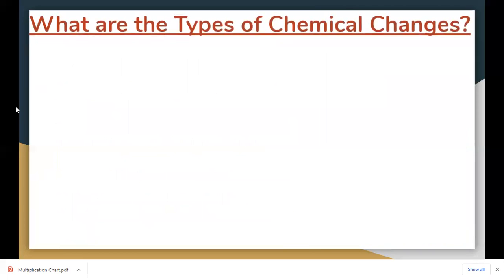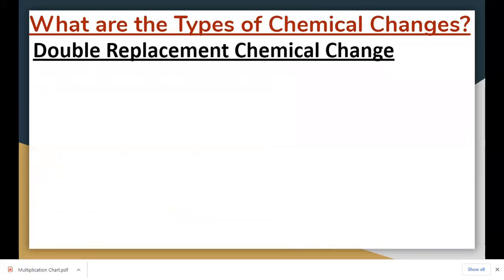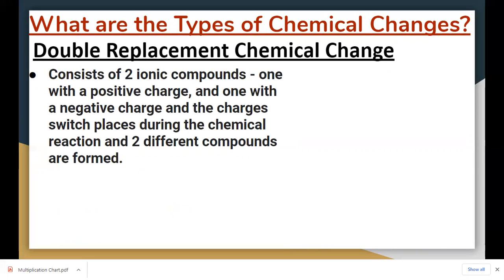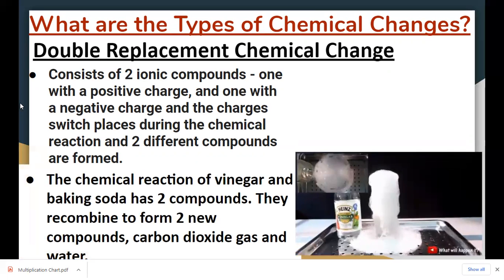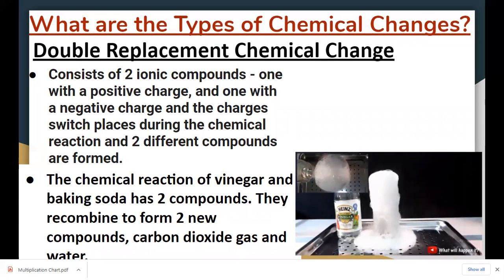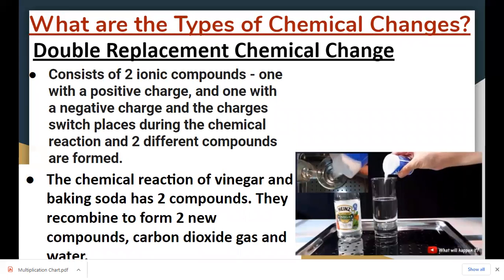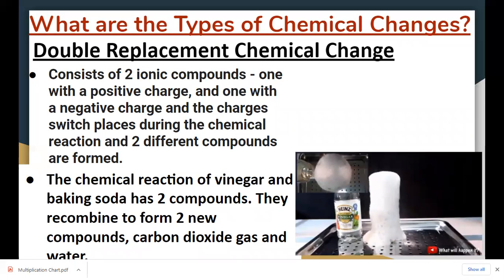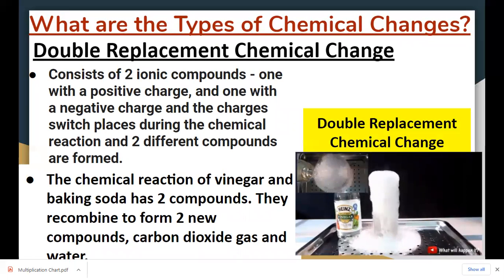The next one is a double replacement chemical change. This consists of two ionic compounds, one with a positive charge and one with a negative charge. And then the charges switch places during the chemical reaction and two different compounds are formed. So here's your baking soda and vinegar. The chemical reaction of vinegar and baking soda has two compounds. They recombine to form two new compounds. So once they're combined, they form carbon dioxide gas and water. That's a double replacement chemical change.